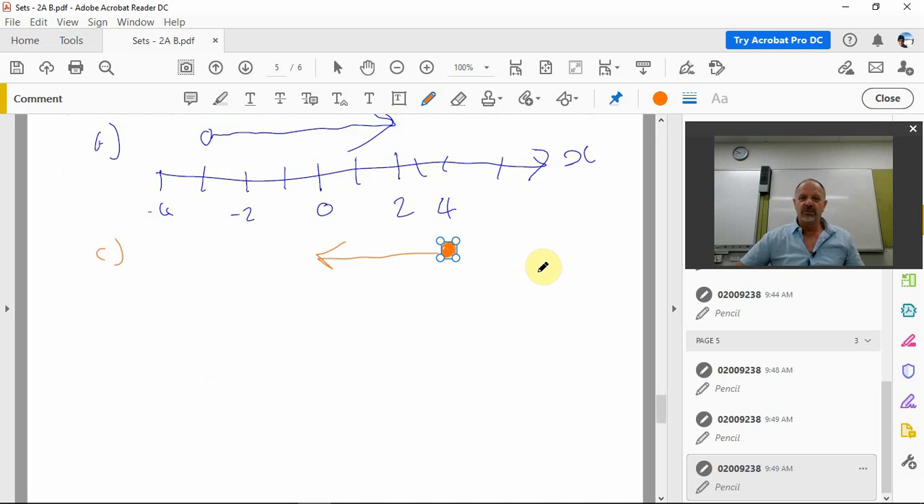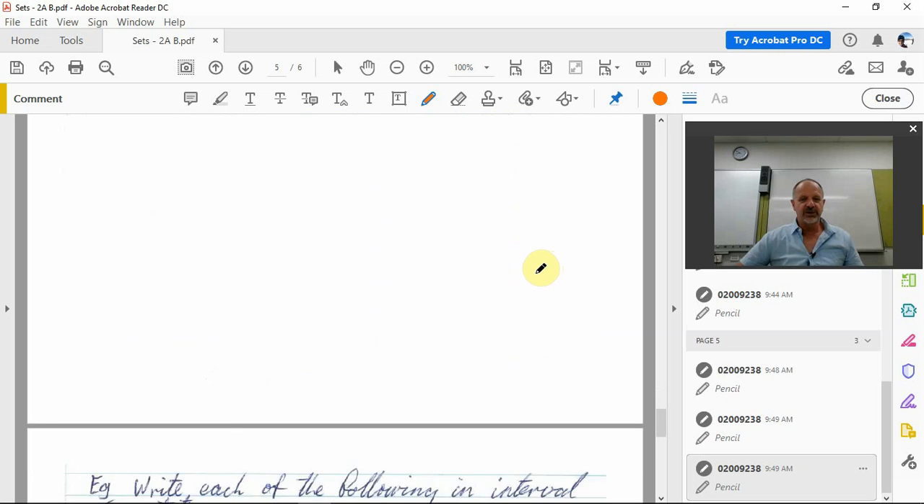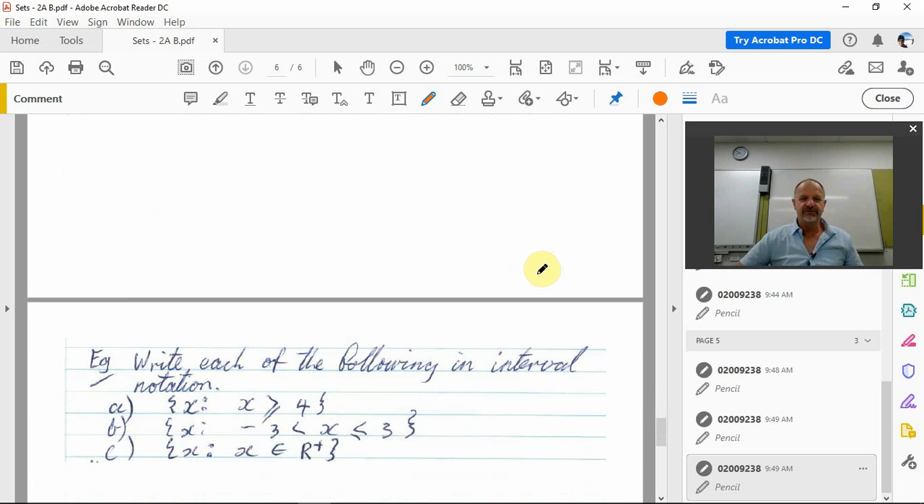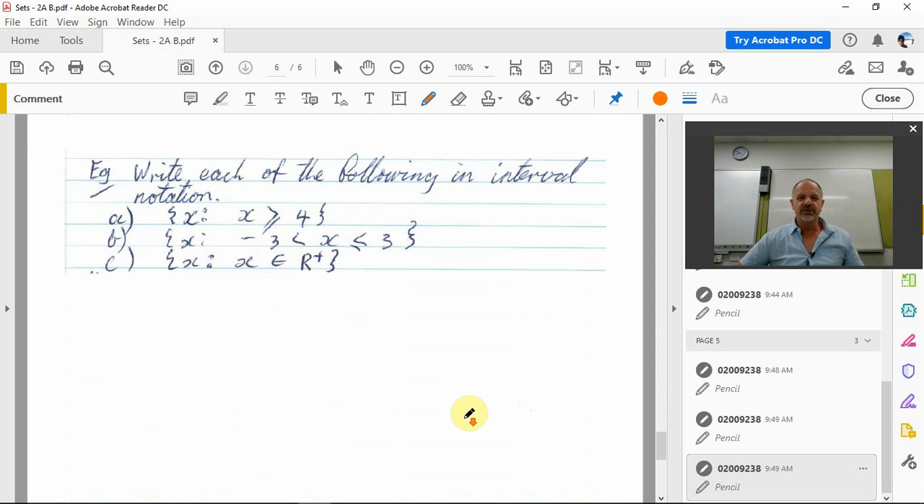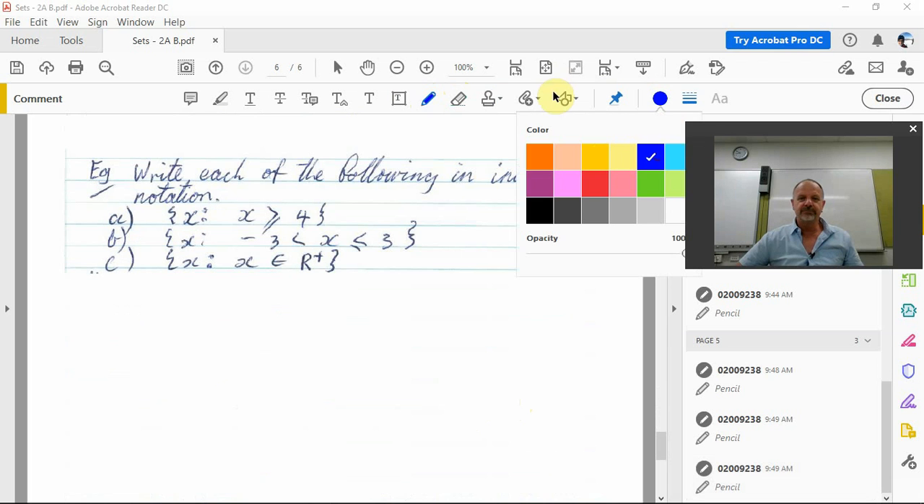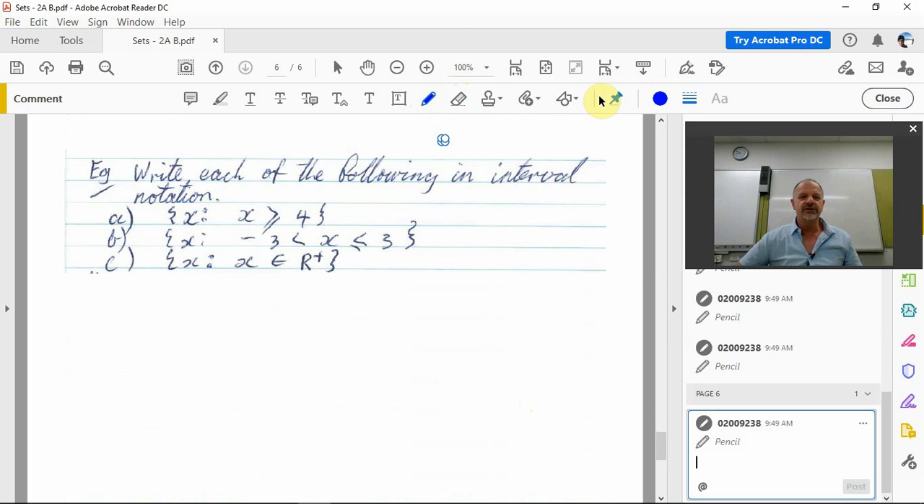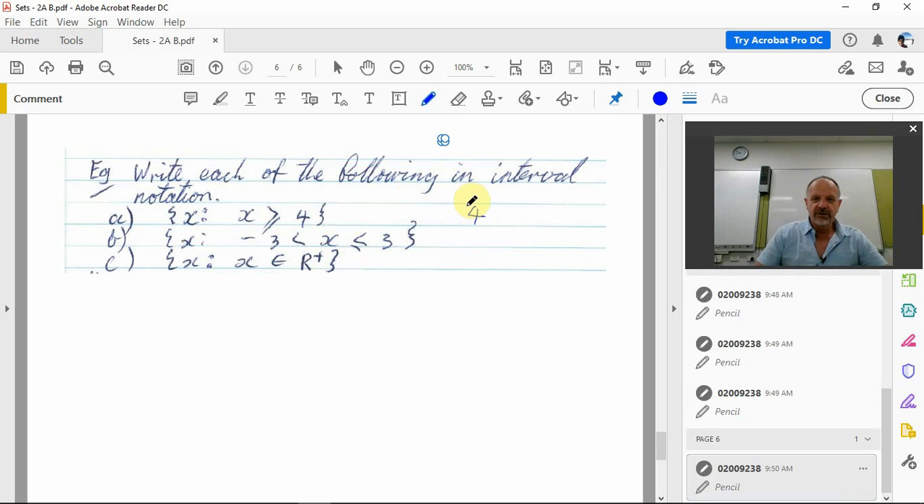Again, there'll be more of this stuff off and on as we go on, so refer back if you forget things. This is just conversion between the different notations. We'll write each of the following in interval notation. So x greater than or equal to 4. In interval notation, the 4 is included, so if the 4 is included, square bracket.